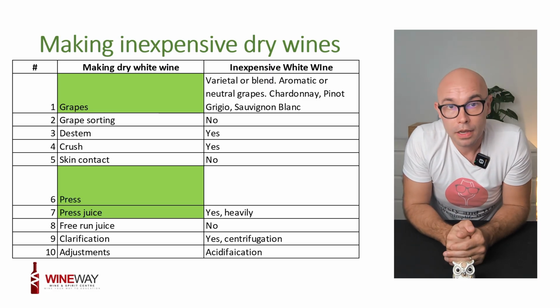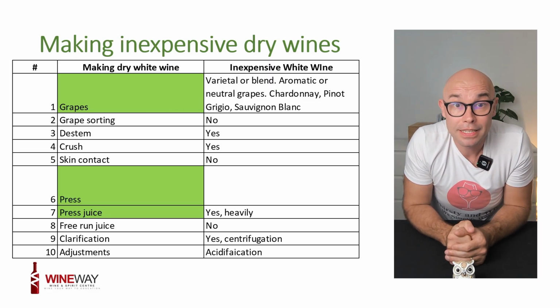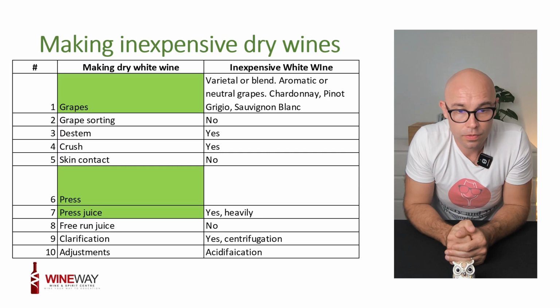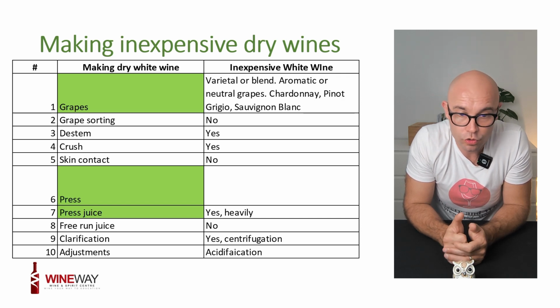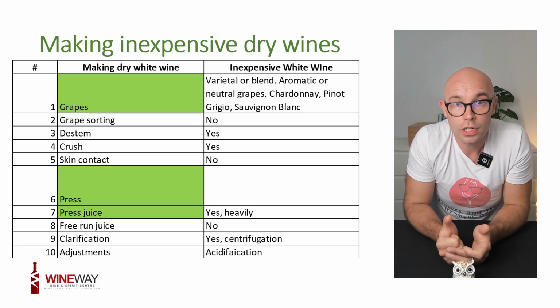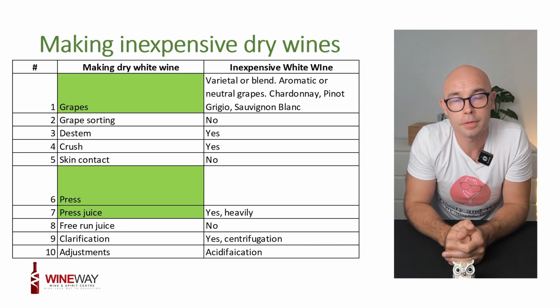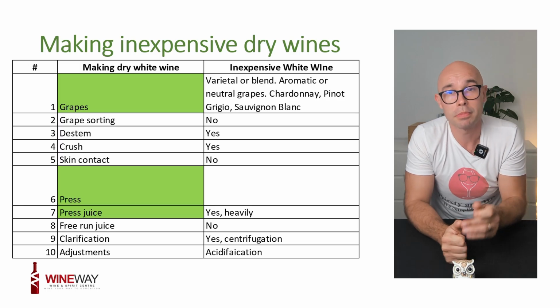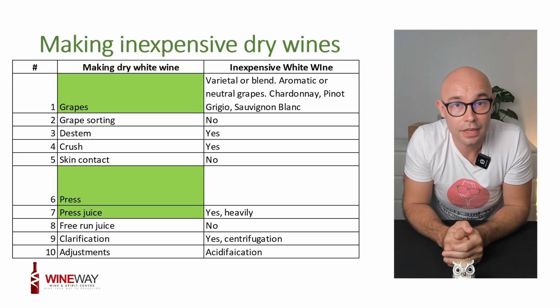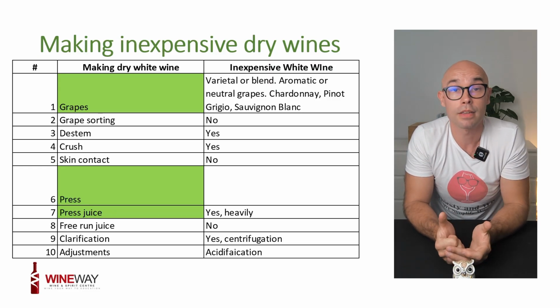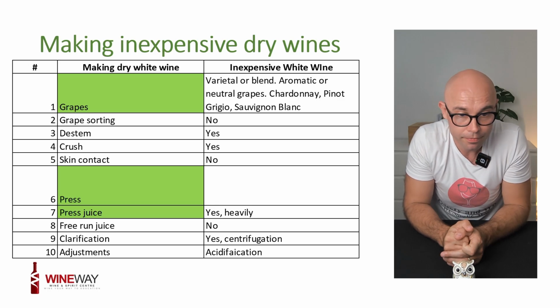So now we're going to be commenting on making inexpensive dry wine. Inexpensive dry wines can be made from neutral grape varieties or from aromatic grape varieties: Chardonnay, Pinot Grigio, Sauvignon Blanc. Usually, if it's a blend, it's not a blend for balance or complexity. It's a blend because you want a high amount of grapes to be made in big quantities.